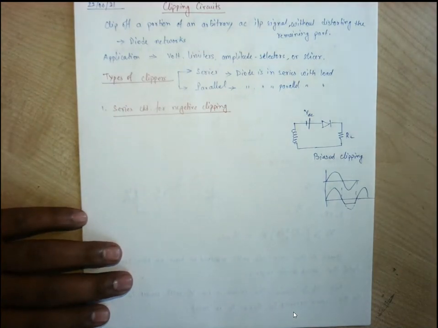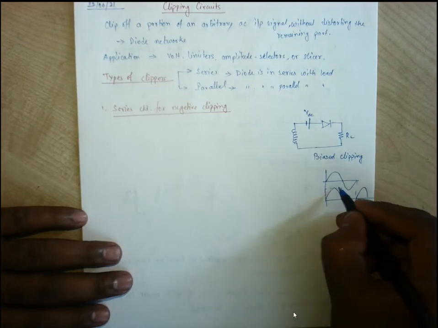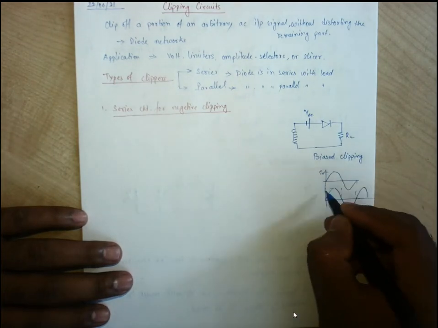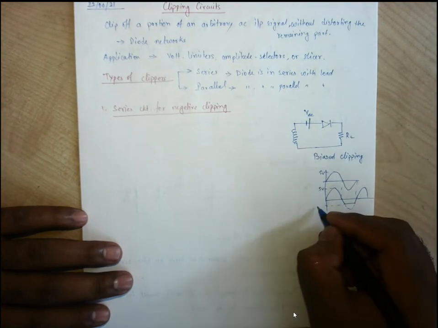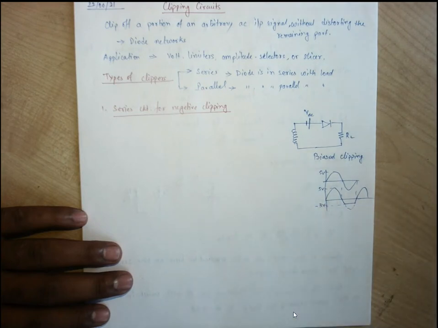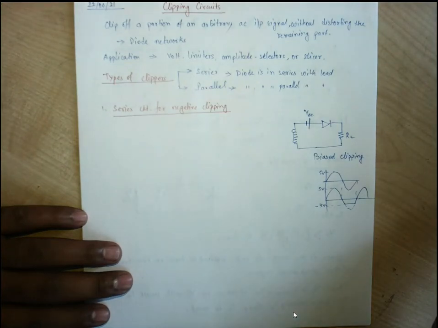Rather than removing the complete negative half, we still want, let us consider if it is 5 volt peak to peak, a negative half of 3 volts only. So for that case we need to make use of this voltage source. So this kind of clipping is known as bias clipping. Whatever circuits we will go with, these are all biased clipping.